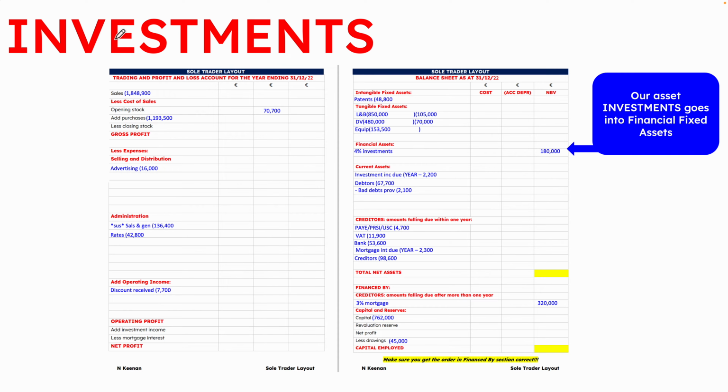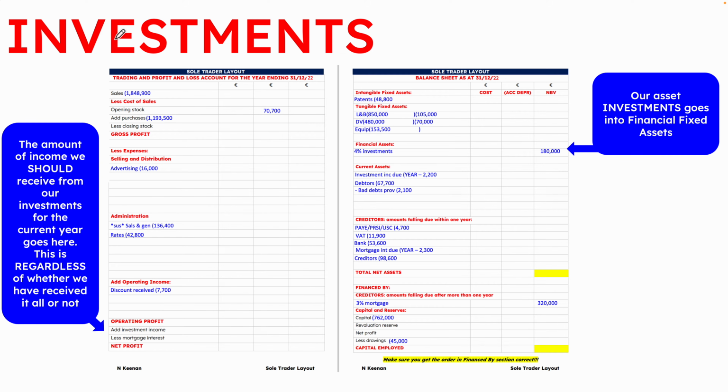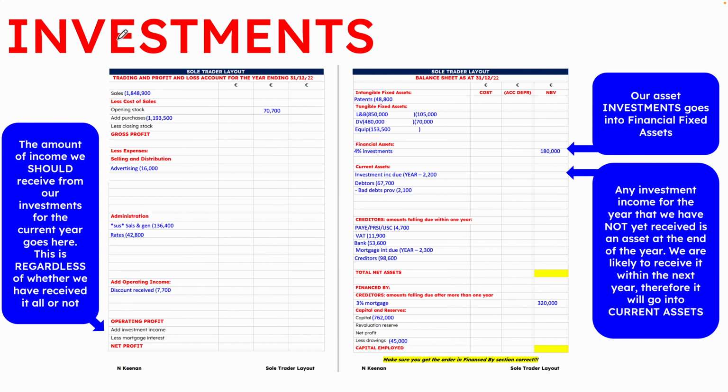So just a reminder here, our investments go into the financial fixed assets. Our investment income goes down the bottom of our TPL, and that is going to be the amount that we are due to get for that current year. And it doesn't matter if we've received it or not. If we are going to have any amounts that we have yet to receive for the current year, that is going to go into current assets. And just so you know, that's going to happen in every single final accounts question.